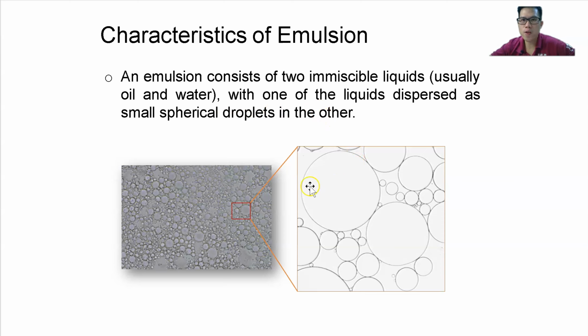So in the sphere, it can be either water or oil. If the sphere is oil, then the surrounding medium, all this area here, will be water. If it's water, then the surrounding will be oil. So basically it will be either one.